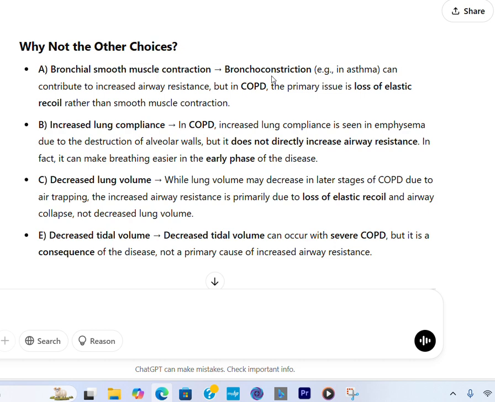C. Decreased lung volume. While lung volume may decrease in later stages of COPD due to air trapping, the increased airway resistance is primarily due to loss of elastic recoil and airway collapse, not decreased lung volume. E. Decreased tidal volume. Decreased tidal volume can occur with severe COPD, but it is a consequence of the disease, not a primary cause of increased airway resistance.